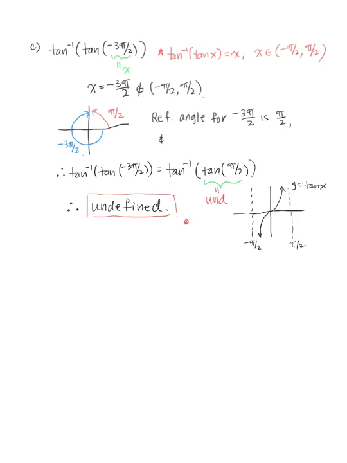I still have a little room down below, so let's do another one. D, let's try tan inverse of pi. Okay, so note: tan inverse of x equals x for all x values. So you can plug in any value of x and your answer is always going to be that value. So in this case, our answer is just going to be pi. Maybe that was too boring, but I just wanted to go over this with you.